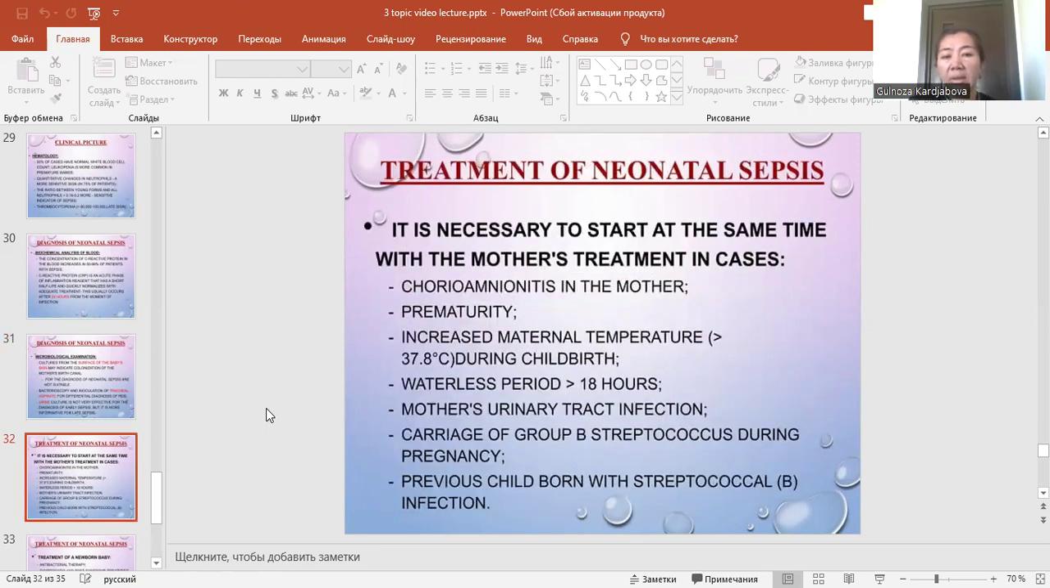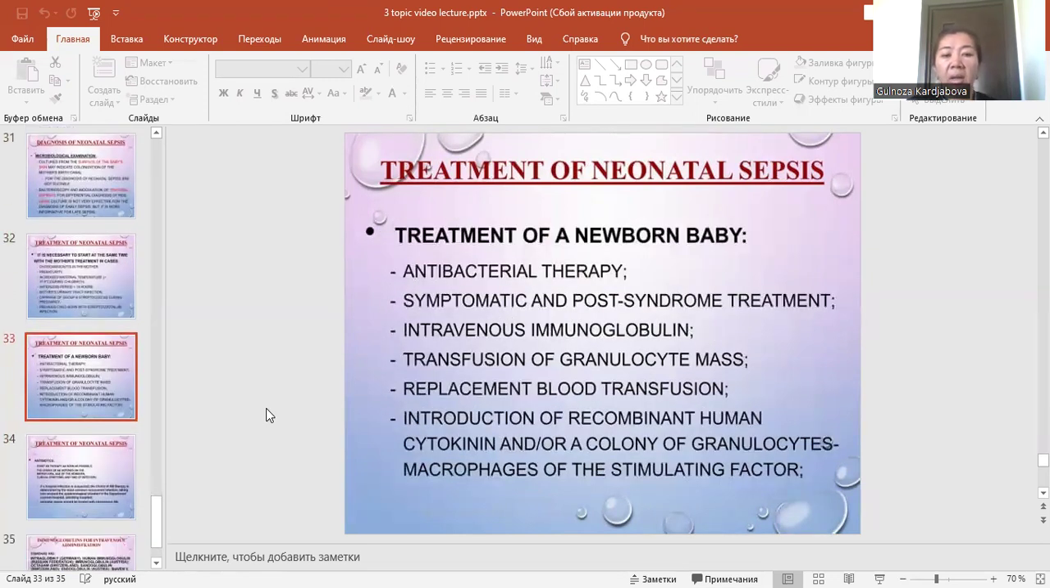So, treatment of neonatal sepsis is necessary to start at the same time as the mother's treatment in cases of chorioamnionitis in the mother, prematurity, increased maternal temperature, or waterless period of more than 18 hours, mother's urinary tract infections, carriage of group B streptococcus during pregnancy, and previous childbirth with group B streptococcal infection.